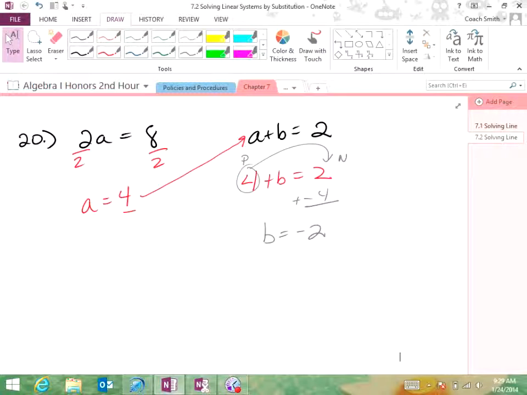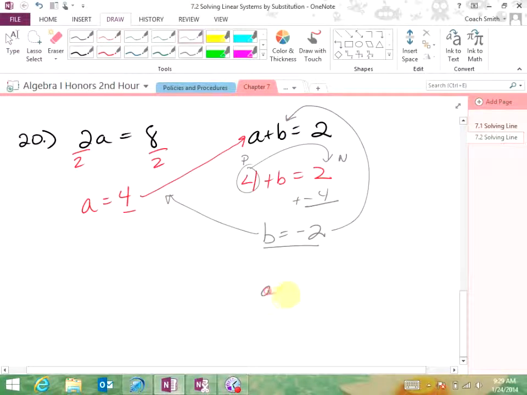Okay? Now, B is equal to negative 2. Do I have a B over here? No. So I have to plug it into right there. So now I get A plus negative 2 equals 2. I take that, move it over there. It's negative here, so it becomes a positive there. So that gives me A is equal to 4.